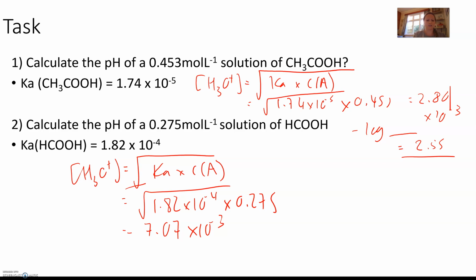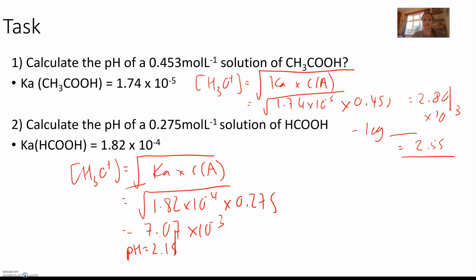I don't know what I just pressed, the answer will be on the next slide, sorry, I just pressed something on my calculator. Oh, no, it wasn't. Okay, so we will just finish that off. If you negative log 7.07 exponent negative 3, you get 2.15. Okay, so the pH equals 2.15.